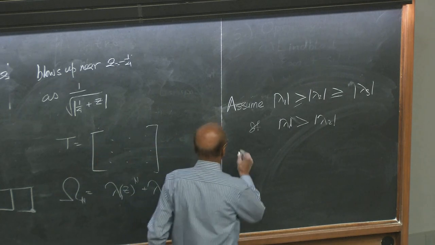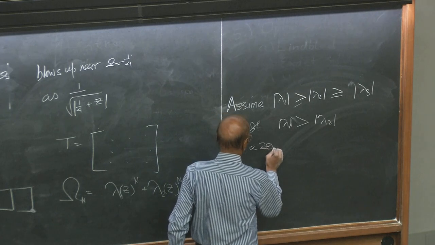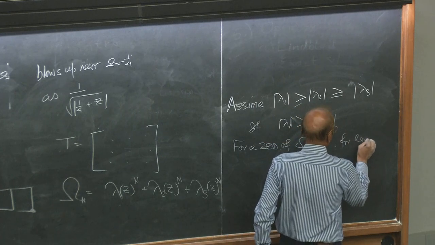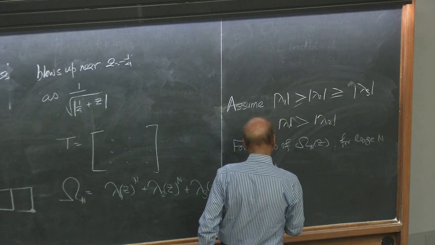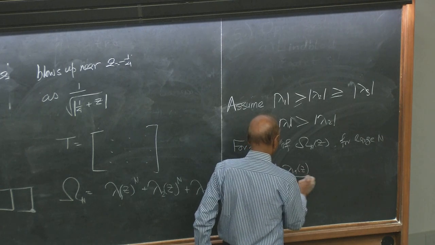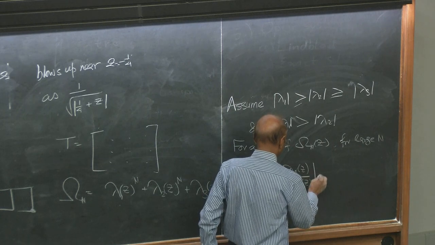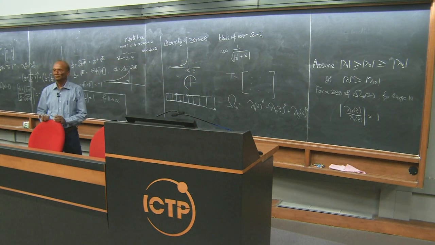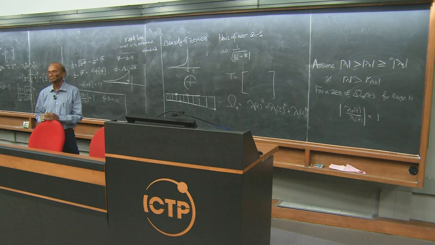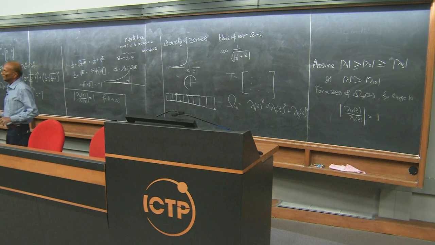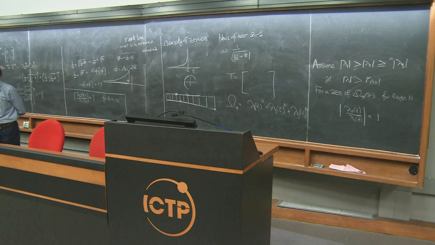Okay? So for a zero of omega_n of z for large n, we must have modulus of lambda_1 of z over lambda_2 of z equal to 1. So that's a condition on z, and that condition determines all the places where the zeros will occur. They may not occur, but they cannot occur outside this. So this is the curve on which the zeros can lie.